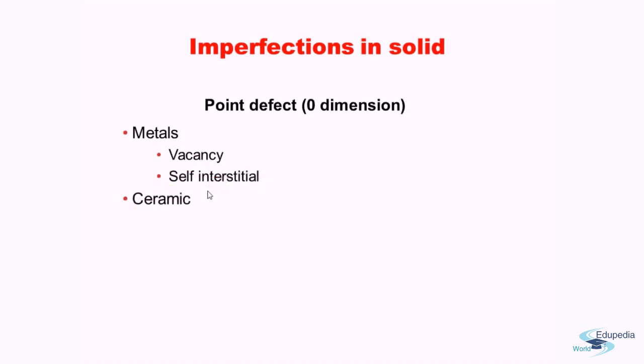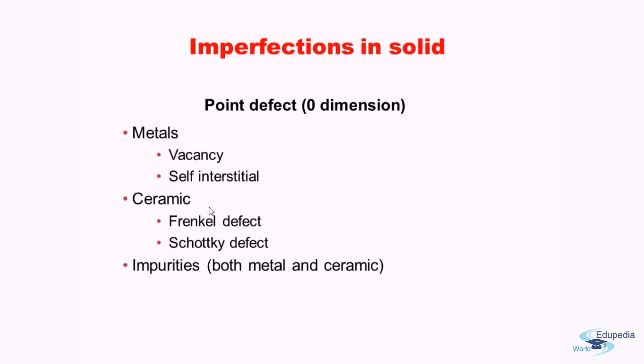Then point defects in the case of ceramics can be Frenkel defects and Schottky defects. A Frenkel defect is basically an atom missing from its location and located at a different location. A Schottky defect is basically two atoms missing. We'll see in detail later.